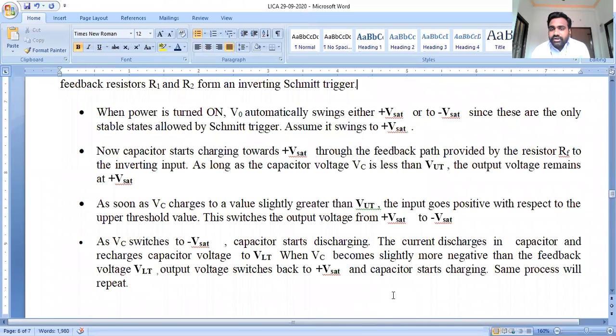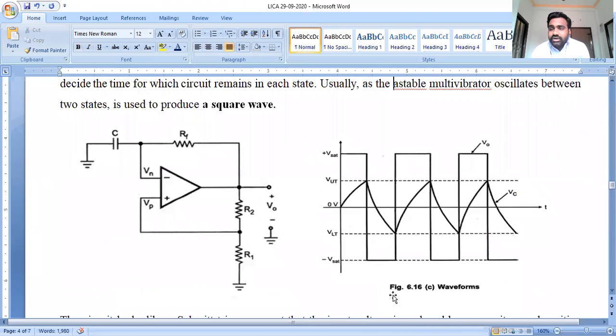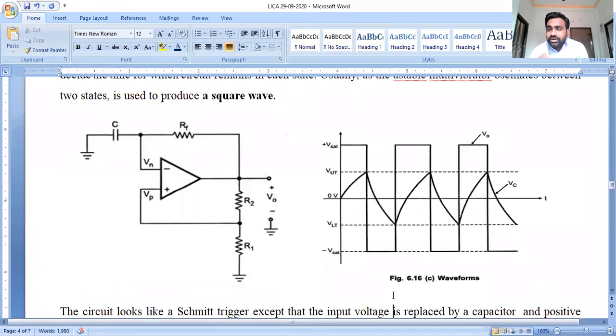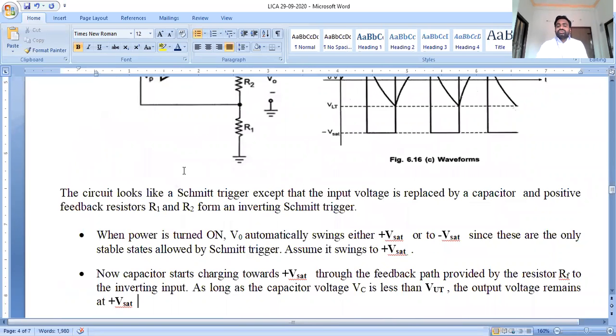An astable multivibrator. Its main application is that it oscillates between positive saturation and negative saturation, and it is a square wave generator similar to our Schmitt trigger. But what is the difference between the Schmitt trigger and an astable multivibrator? Here we have an additional negative feedback, and in an astable multivibrator we don't have an input supply. The input is taken directly from the negative feedback with the help of an RC series circuit. So this is the analysis which we discussed in the previous class.